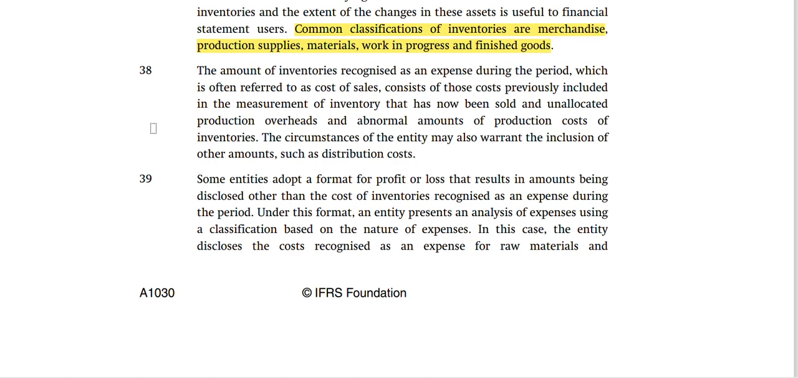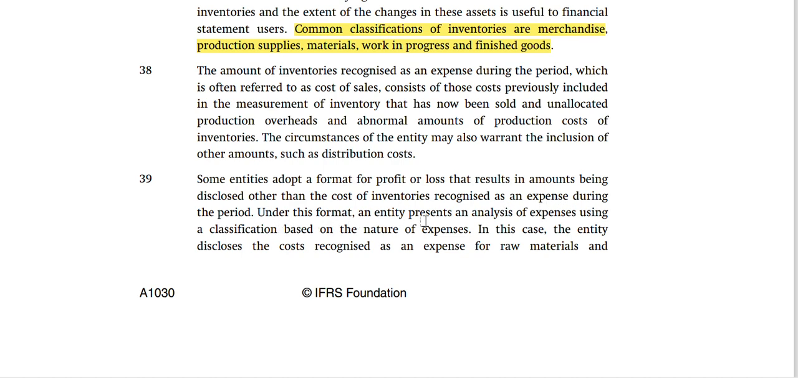the financial statements. Paragraph 38, the amount of inventory recognized as an expense during the period, which is often referred to as the cost of sales, consists of those costs previously included in the measurement of inventory that has now been sold and unallocated production overheads and abnormal amounts of production costs of inventories. The circumstances of the entity may also warrant the inclusion of other amounts, such as distribution costs. Some entities adopt a format for profit or loss that results in amounts being disclosed other than the cost of inventory recognized as an expense during the period.